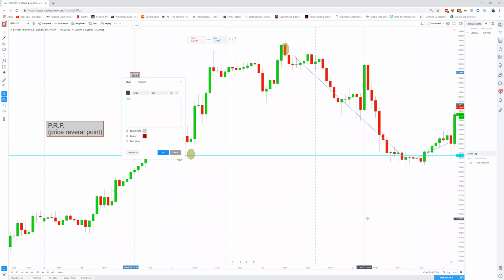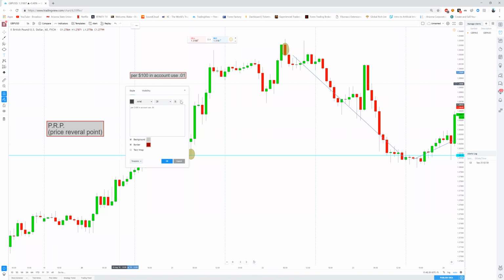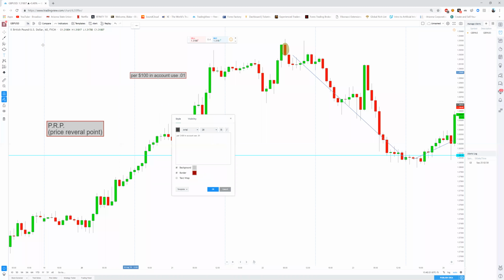Who is familiar with proper risk management? I want to see a 6 in the chat if you are familiar with proper risk management. Perfect, perfect. All right, let's go ahead and go over it really quick. I see that a lot of you already know how to do it, but it's very simple. All it is, per $100 in account, use 0.01. It's that simple on all major and minor currency pairs. Yes, exactly.